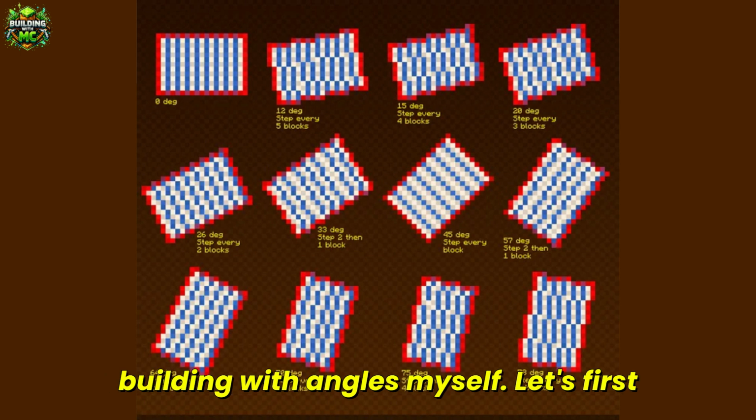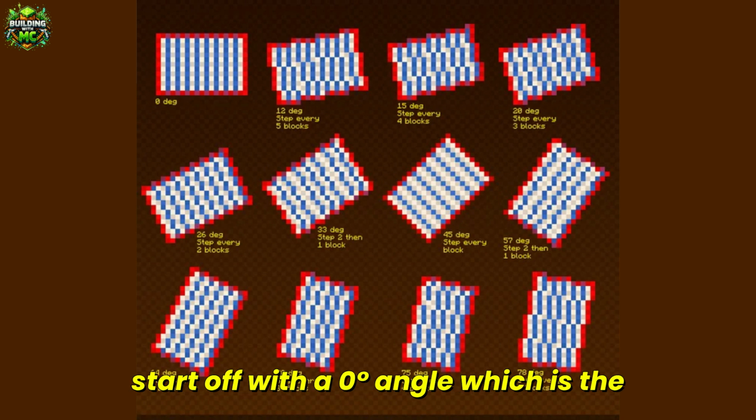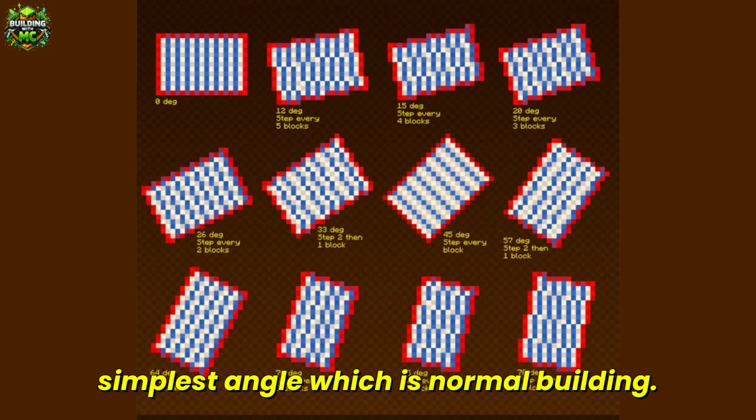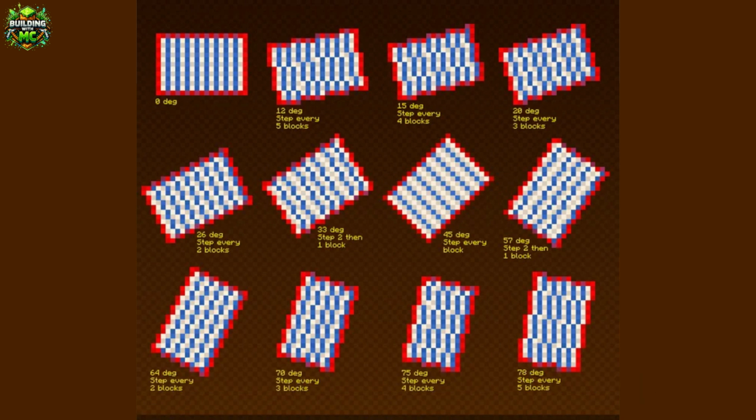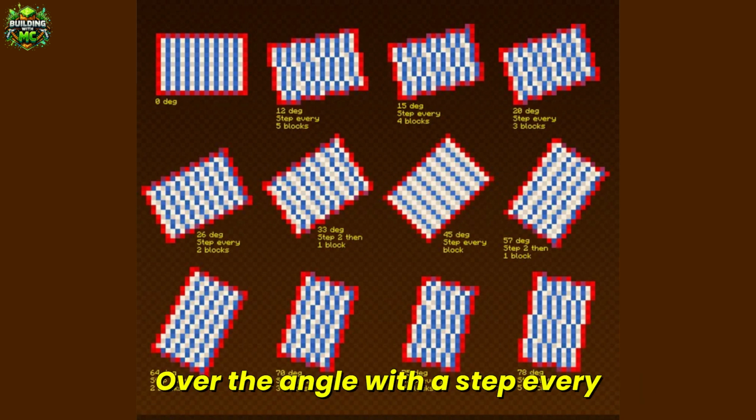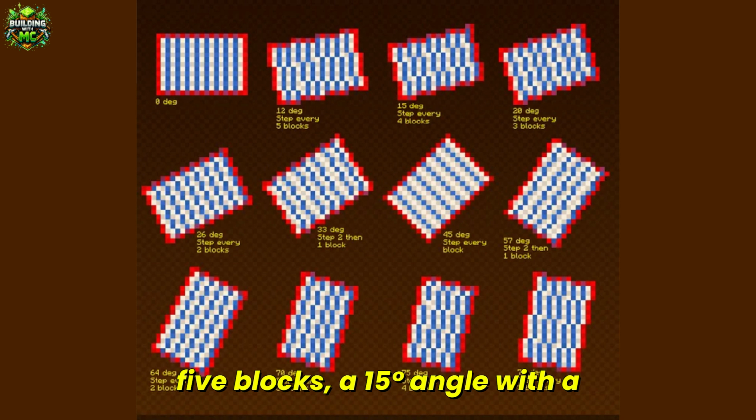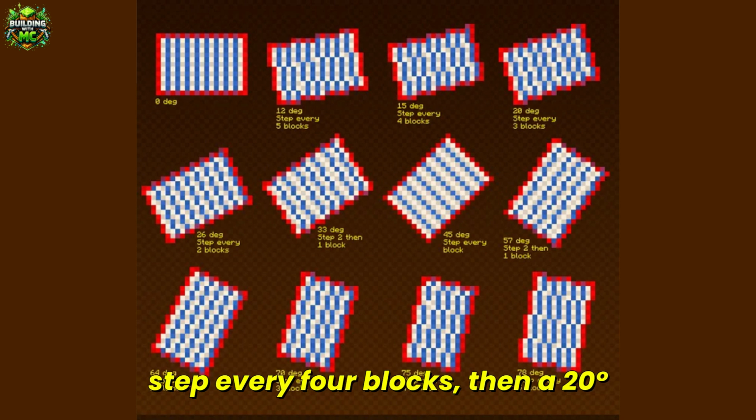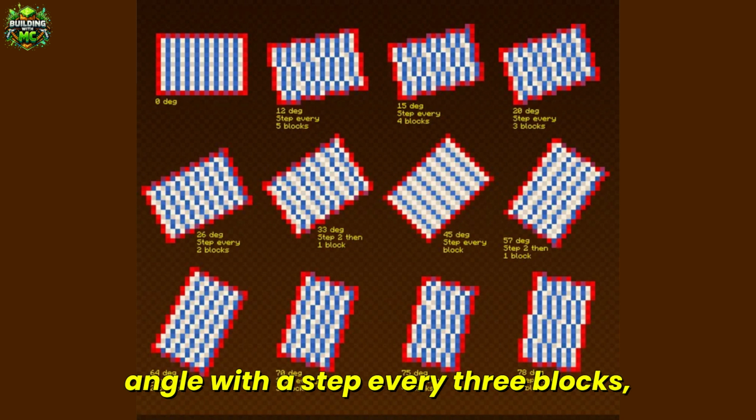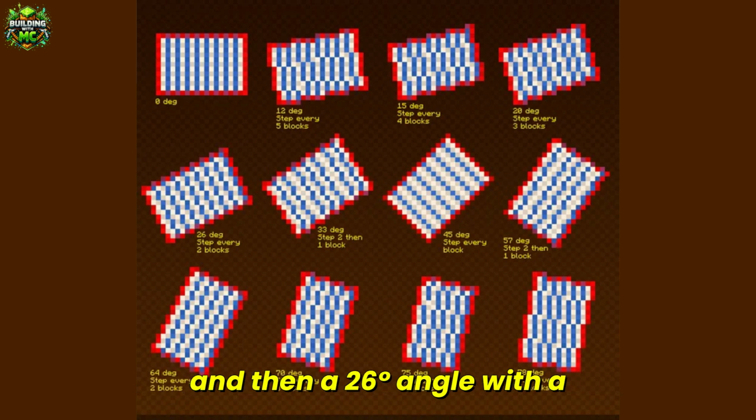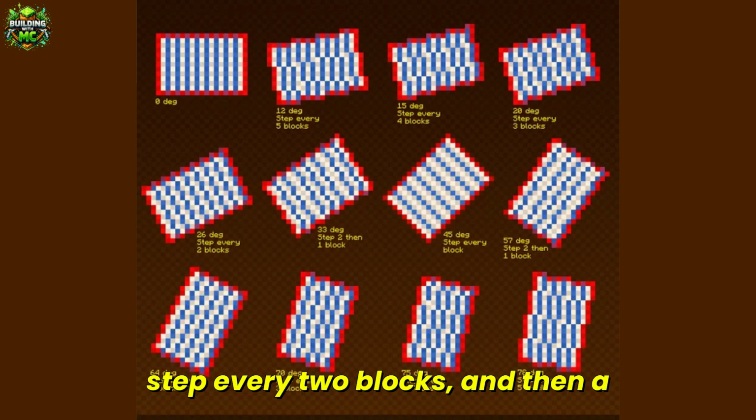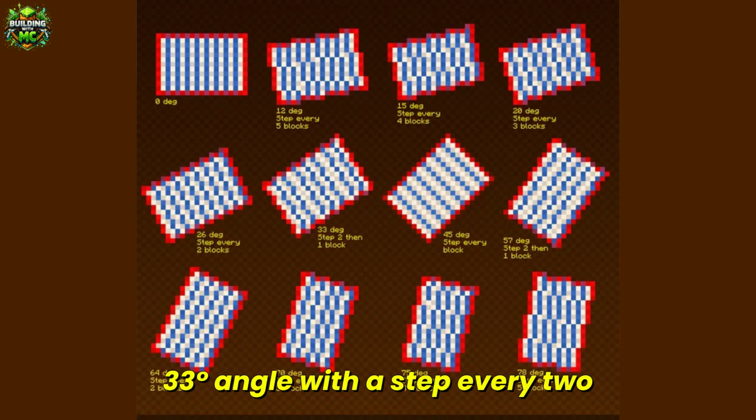Let's first start off with a 0-degree angle, which is the simplest angle, which is normal building. A 12-degree angle with a step every 5 blocks. A 15-degree angle with a step every 4 blocks. Then a 20-degree angle with a step every 3 blocks. And then a 26-degree angle with a step every 2 blocks. And then a 33-degree angle with a step every 2 blocks. And leave 1 block in between every step.